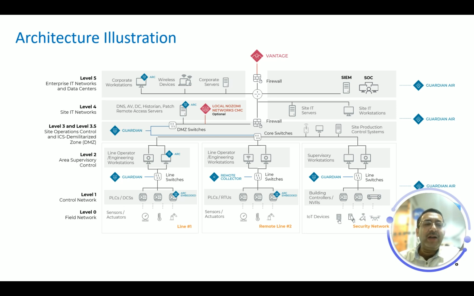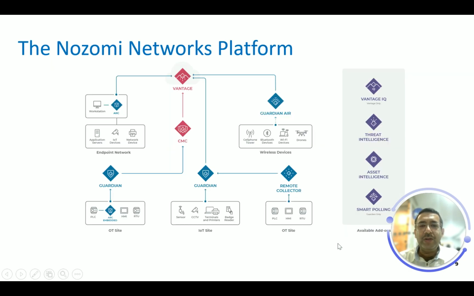And there are some wireless units also that are controlled through Guardian Air. And fundamentally, once we look at the dashboard from the cloud, there is also a Vantage console. On top of that, this is the Nozomi portfolio that has been positioned here. It is doing the smart polling, asset intelligence, threat intelligence, and Vantage IQ. These are the 4 different modules, also available as add-ons.